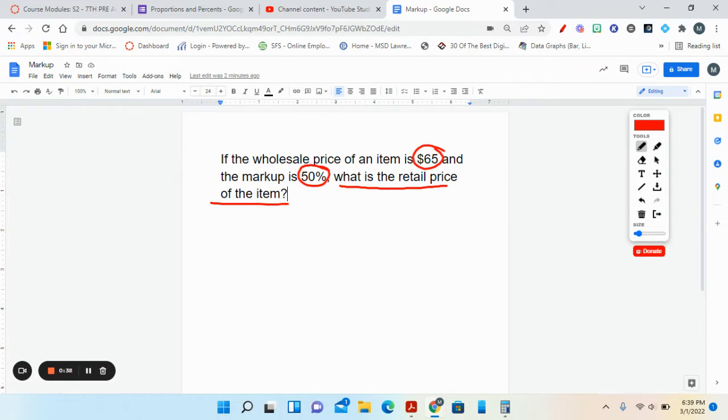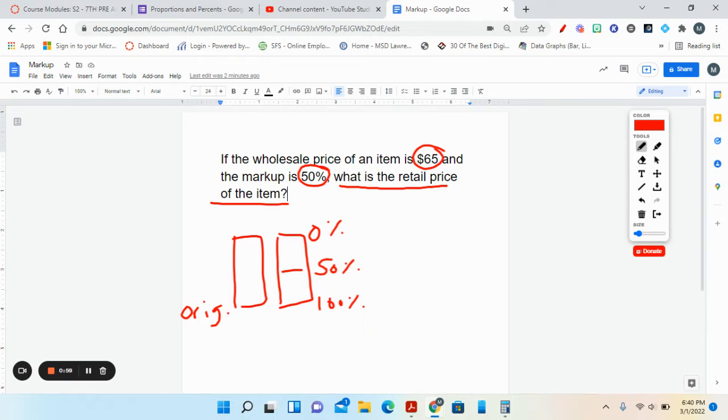So we want to go ahead and set up our rectangles. We have our 100%, our 0%, and our original price. I like to start with my percent, so I'm going to put my 50% right here in the middle. The original price is what I paid for the item. So I originally paid $65 for it.